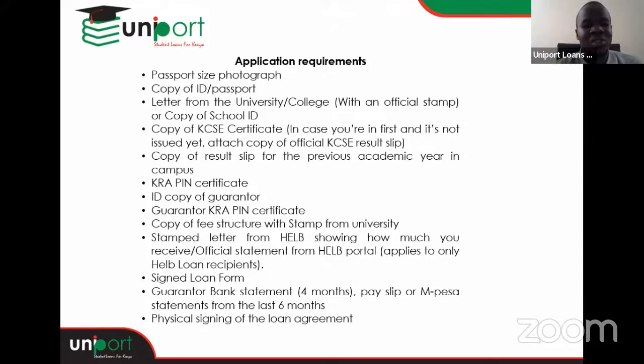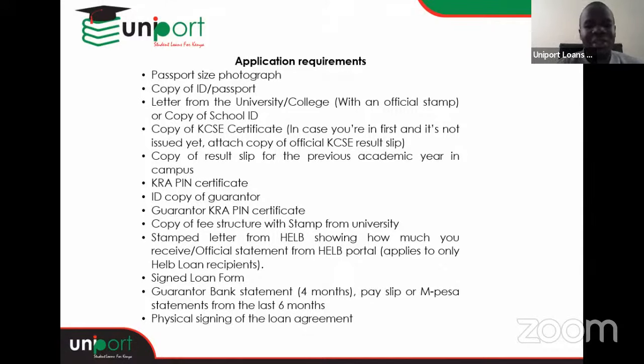We will also want a copy of the fee structure that is stamped by the university. That means it's valid. It's a valid fee structure from the school. If you are receiving help, you will also provide a letter from help. You can easily get these documents through the help website. You'll be able to have that statement for us if you are receiving help.